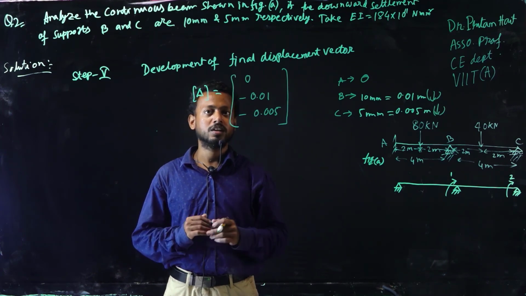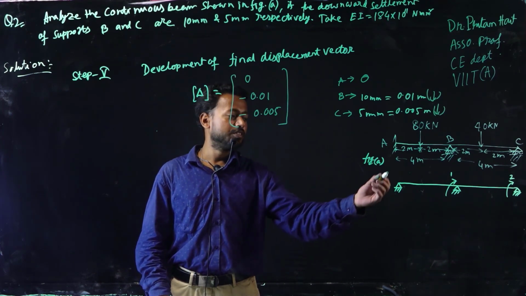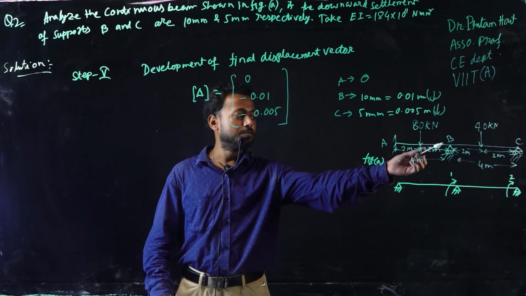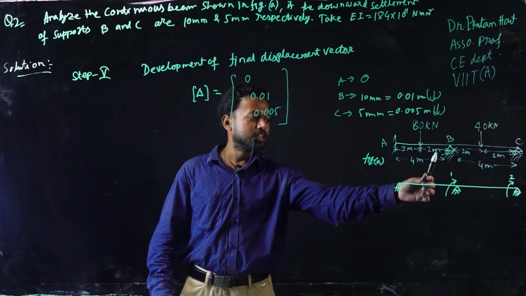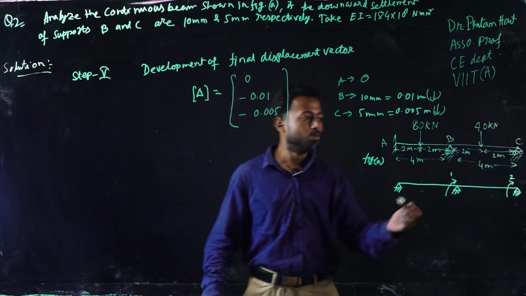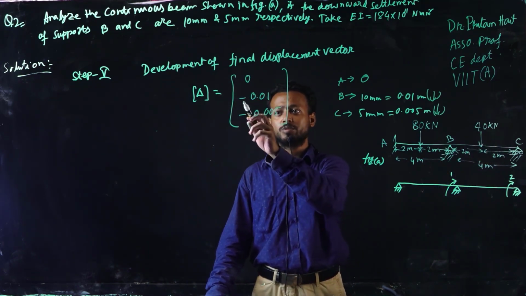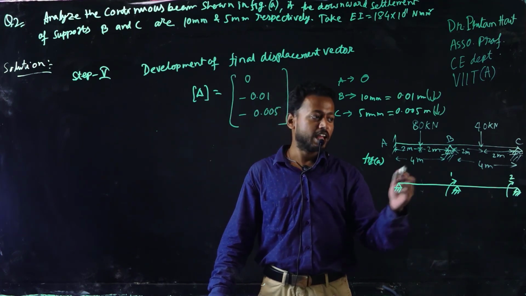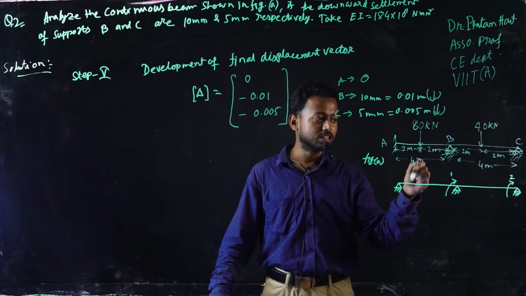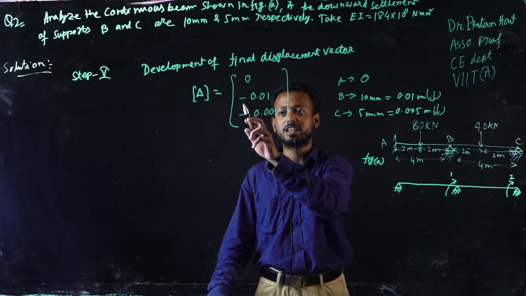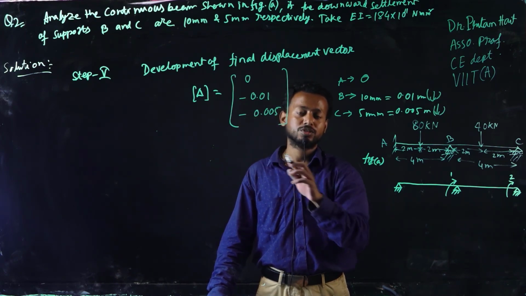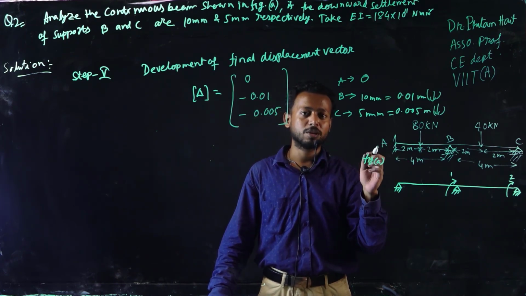Okay, so if it is asked that support B moved in the upward direction and support C also moved in the upward direction, then this will be positive, this will be positive. As they settled down in the downward direction, that's why I have considered negative, this is also negative. So this phenomenon you have to keep in mind.